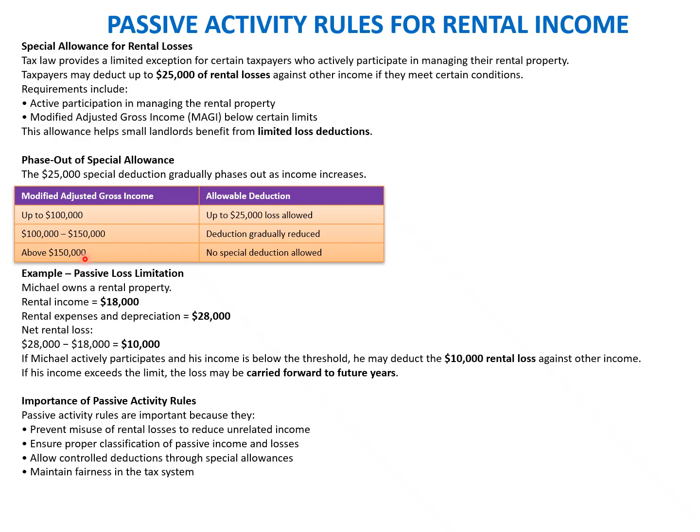As an example of passive loss limitation, let's say Michael owns a rental property with rental income of 18,000 and rental expenses for depreciation of 28,000, so the loss is 10,000. If Michael actively participated and his income is below the threshold, he may deduct the 10,000 rental loss against other income. If his income exceeds the limit, the loss may be carried forward to the future. This benefit is largely for small taxpayers, but if they breach a particular threshold limit, then this reduction is not allowed.